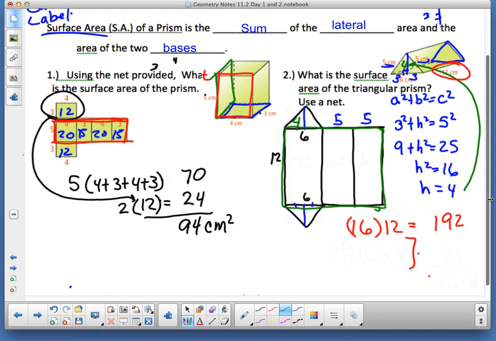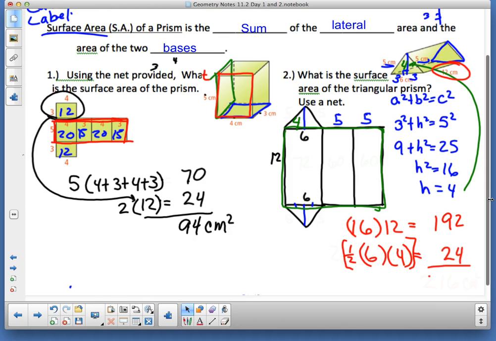The next thing, big B, my base. I tailor it. This is a triangle, so base times height divided by 2. My base is 6. My height, we found it, it's 4. Divide that by 2. So that's what we're doing: 6 times 4 divided by 2. But why do I have 24 there?